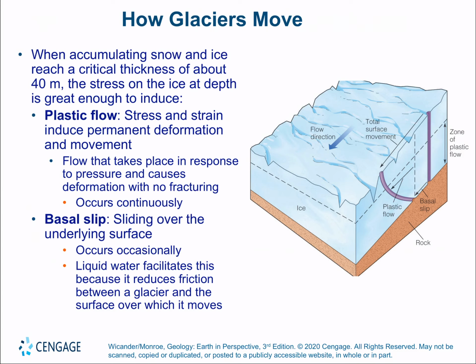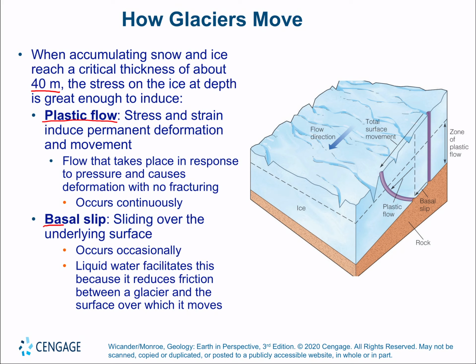So when that accumulating snow and ice reach what we call a critical thickness, and that thickness is about 40 meters, the stress on your ice at depth is going to be strong enough to induce movement. It can move in one of two ways. It could move by plastic flow, in which your stress and strain are going to induce that permanent deformation and movement. That flow is taking place in response to pressure, and it causes deformation without fracturing.